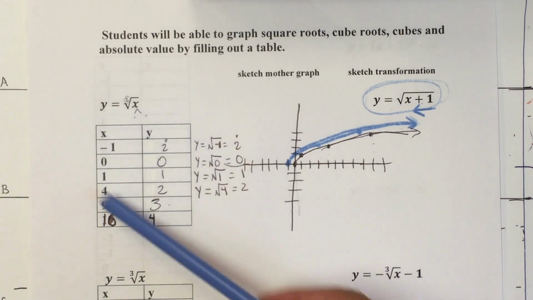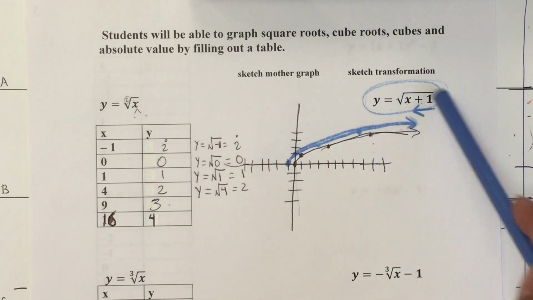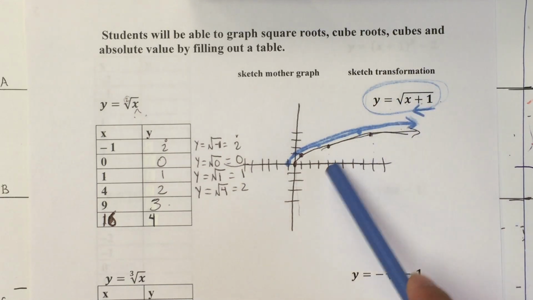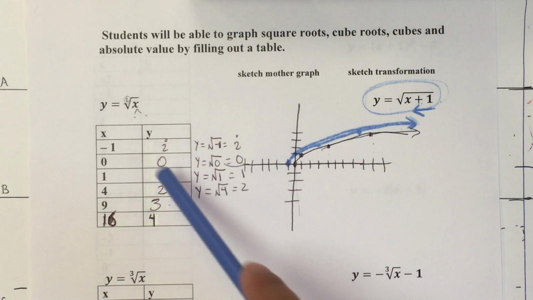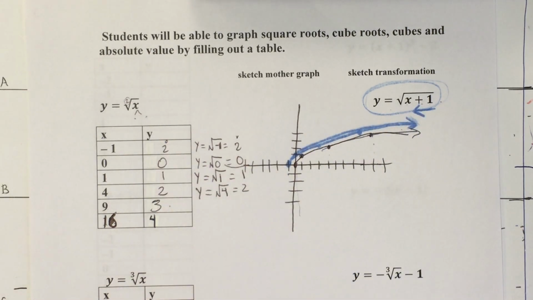I'm giving you the table for the mother graph, and then you're just going to be doing your transformations for the homework. You're going to graph this mother graph that I'm giving you the table for, and the new graph, which is going to be different in your homework, obviously. Okay, let's do the next one.